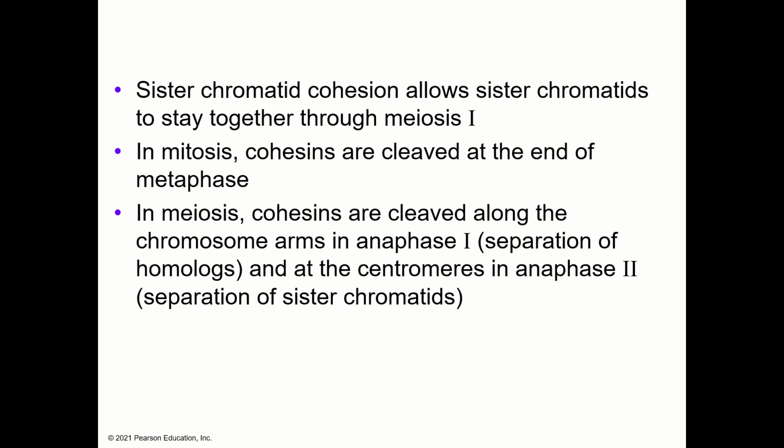Sister chromatid cohesion allows sister chromatids to stay together through Meiosis I. In mitosis, cohesins are cleaved at the end of metaphase. In meiosis, cohesins are cleaved along the chromosome arms in anaphase I, the separation of homologs, and at the centromeres in anaphase II, the separation of sister chromatids.